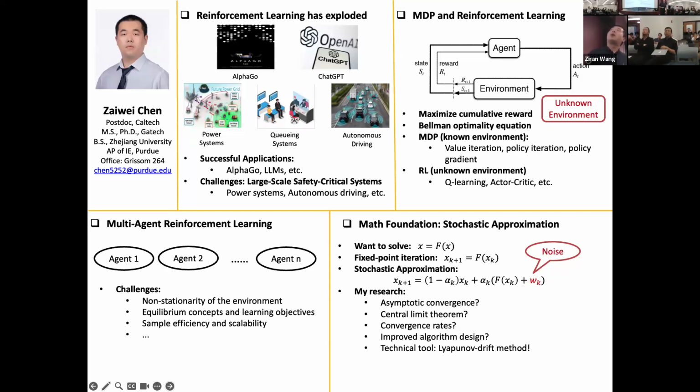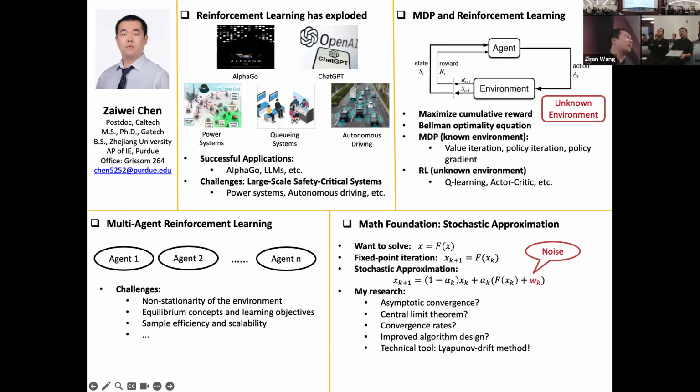But if you think about real-world applications such as power systems, scheduling and queuing systems, autonomous driving and many others, in these large-scale safety-critical systems, reinforcement learning actually faces many challenges. You don't hear real successful stories of reinforcement learning in these applications. That motivates my research. I want to develop theoretical foundations of reinforcement learning that guarantee practical success in all these applications. So next, I'm going to start with reinforcement learning 101.